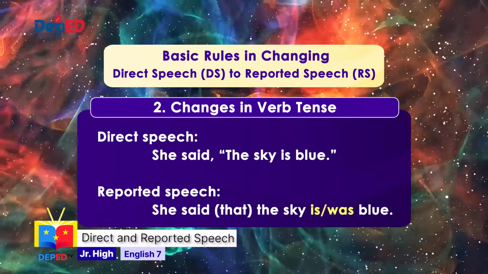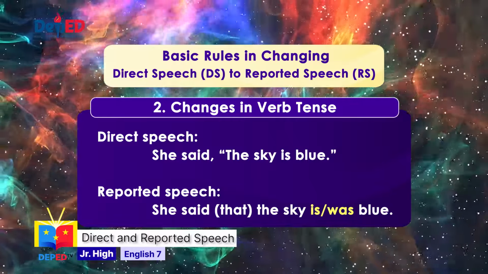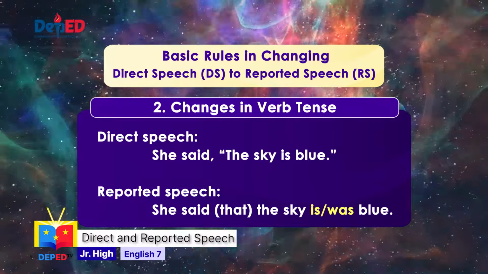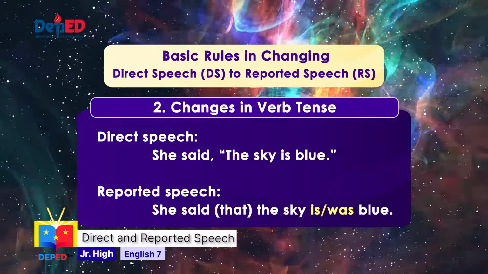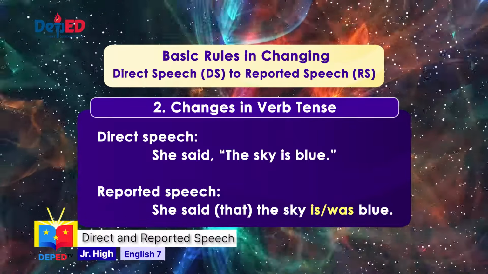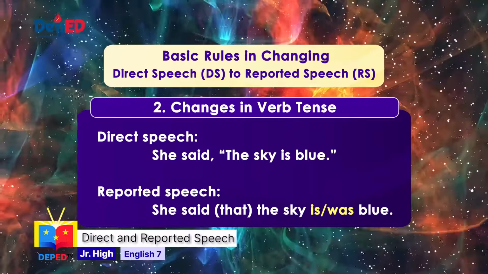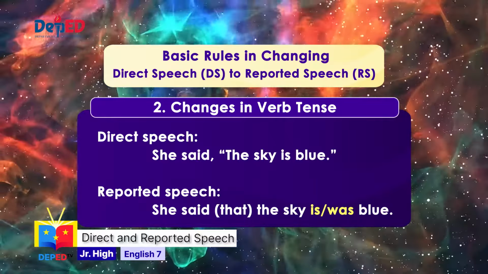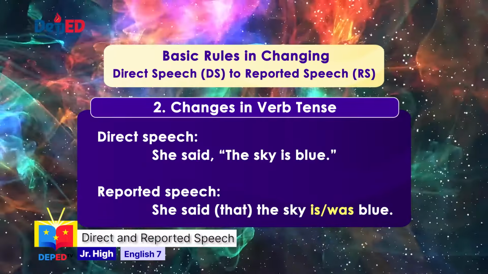For direct speech: she said the sky is blue. Reported speech: she said that the sky is blue. The verb was not changed into past tense. Take note that the use of the word that is optional in reported speech. Both of the following sentences are correct.